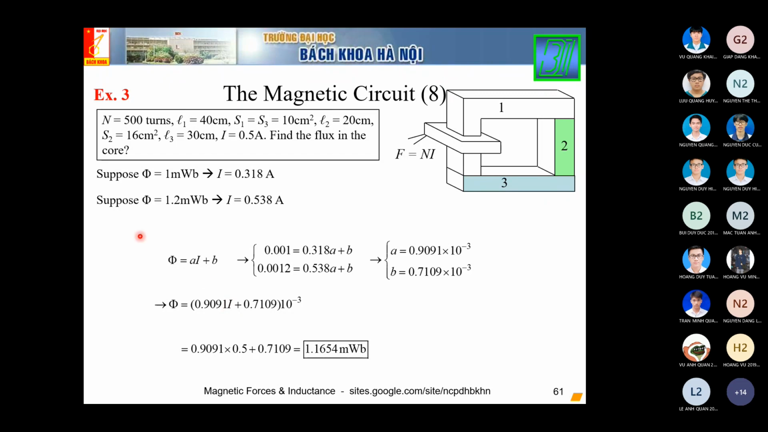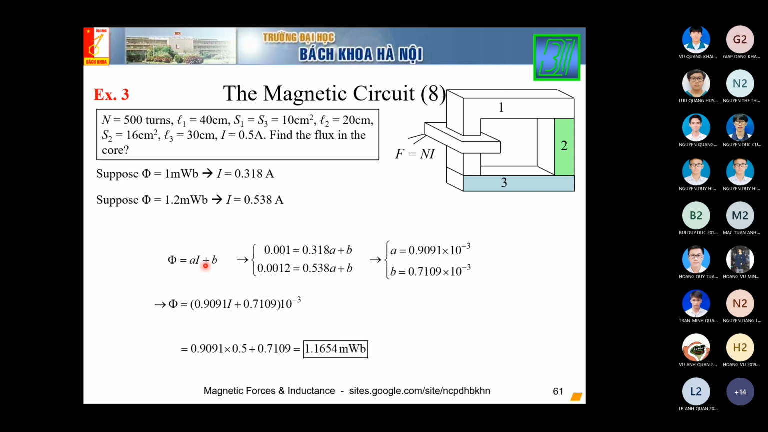And finally, we have the approximate result of this exercise. Are you okay? Yeah, actually the relationship between I and phi is nonlinear, and I don't know that relationship. But approximately I suppose that the relationship between I and phi is a straight line. That is just an approximation.